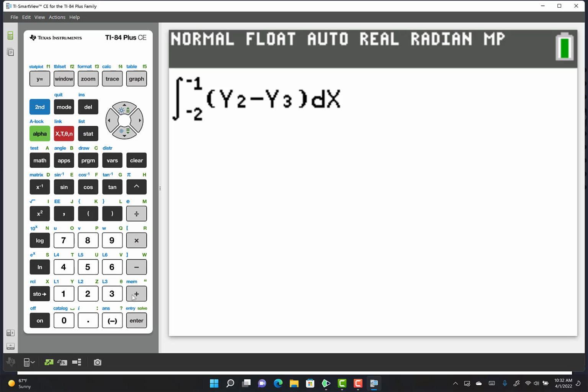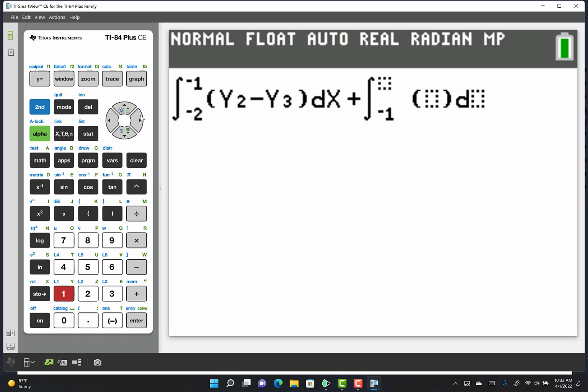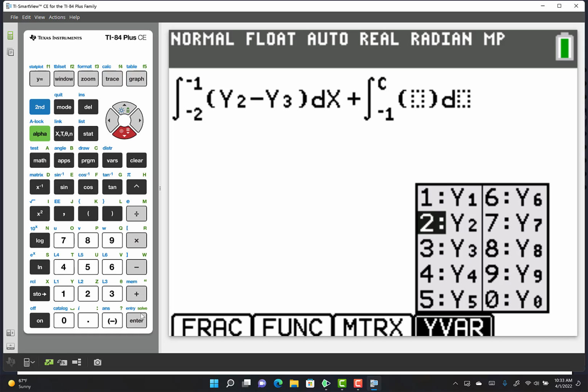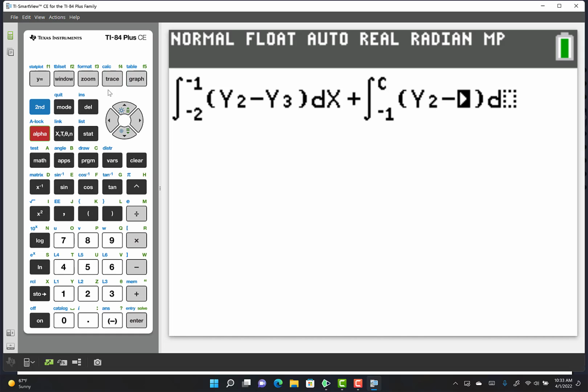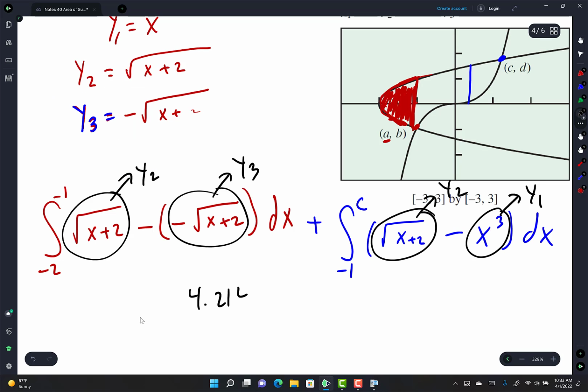X, and I'm going to do one line plus math number 9, and then -1 all the way to C. So there's my C. It's already stored in my calculator. And was it Y2? Alpha trace Y2 minus Y1, right? Alpha trace Y1. And put an X, and let's see what we get. 4.2149. Okay. That was tough.